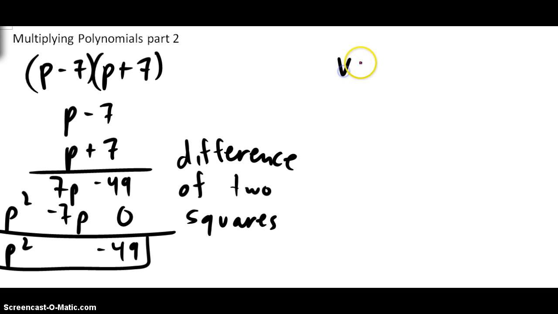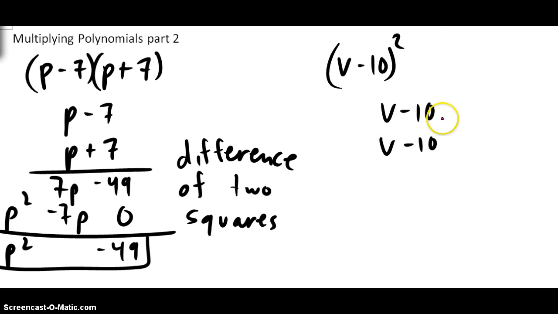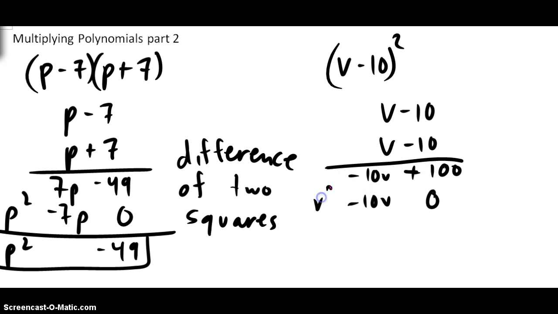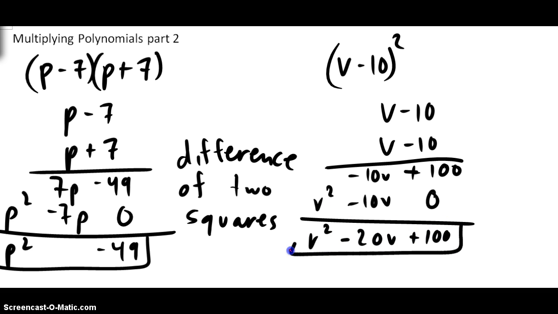Okay? So if you have v minus 10 squared, no big deal, you just have to remember to write it out. V minus 10 times v minus 10. A lot of students think it's going to be v squared plus 100, but that's not right because you're forgetting the middle terms, right? So if we multiply this out, it's a positive 100, negative 10v, negative 10v, and then v squared. Okay, so difference of two squares, squaring a binomial, two special cases.